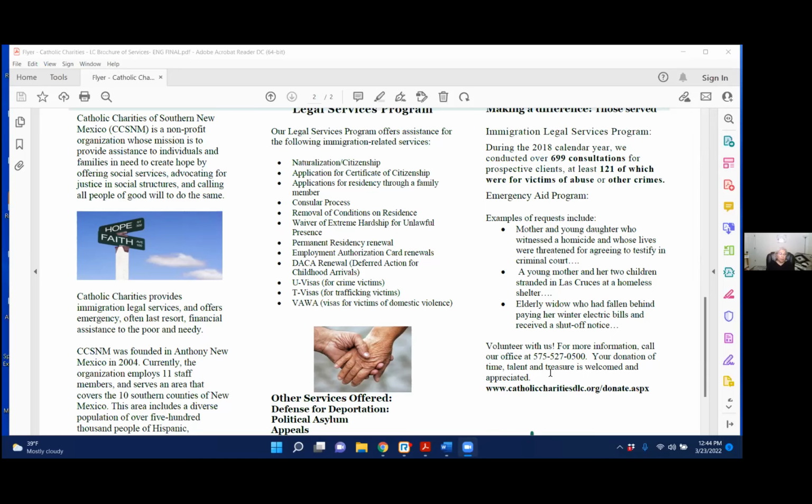We also partner up, and since I'm new in this capacity, we are starting to partner up more and more with different agencies that assist immigrants. We will be putting on presentations throughout all of southern New Mexico in the different areas: Chaparral, Anthony, Hatch, Deming, to inform everyone. And when we do these presentations, we will also have our staff there ready to assist you.